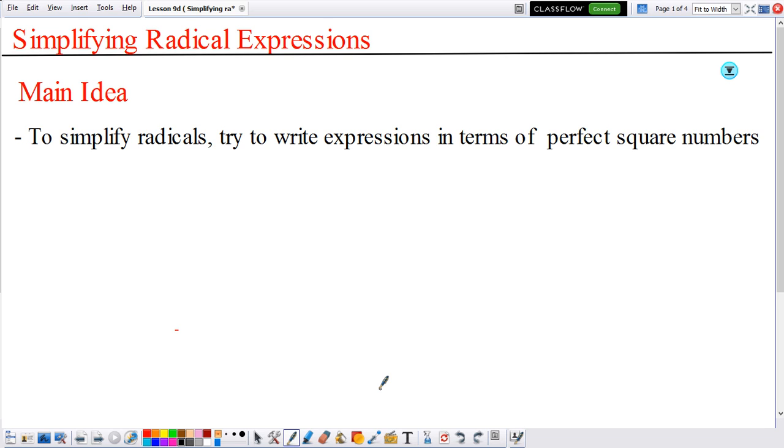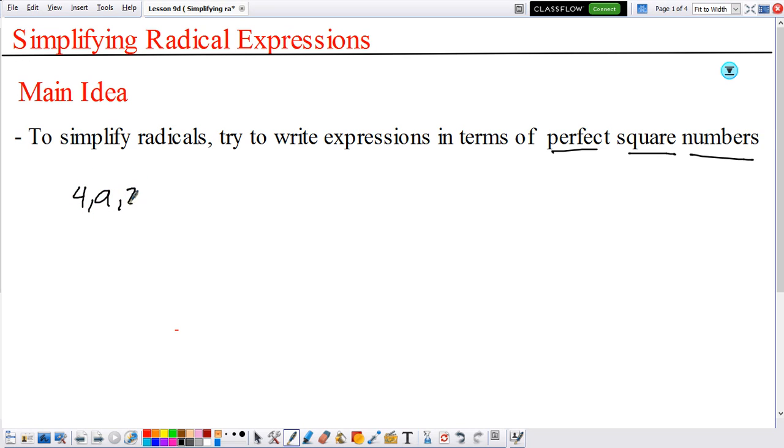Today, we will talk about how we can simplify radical expressions. Now, the main idea that I want you to keep thinking about along the video is that if we want to simplify radicals, we are going to try and write expressions in terms of what are called perfect square numbers. Now, what are some perfect square numbers?